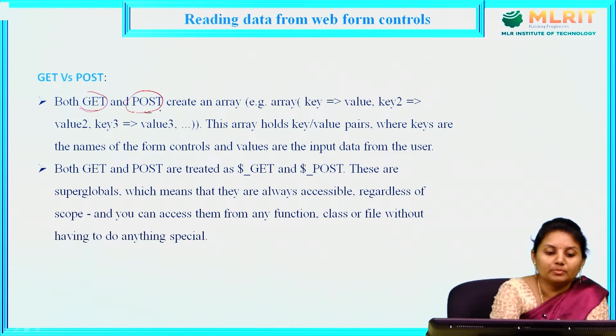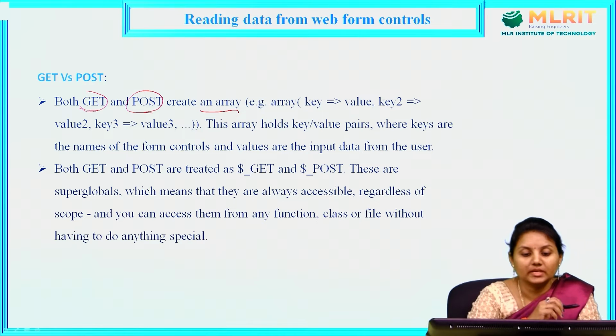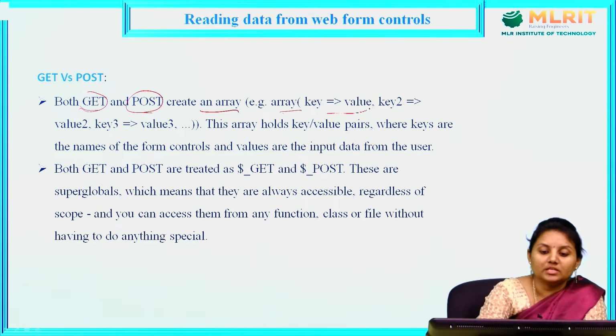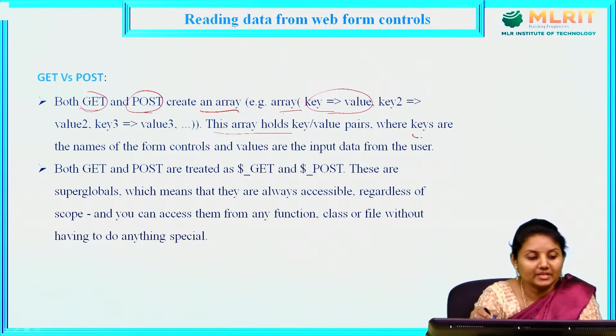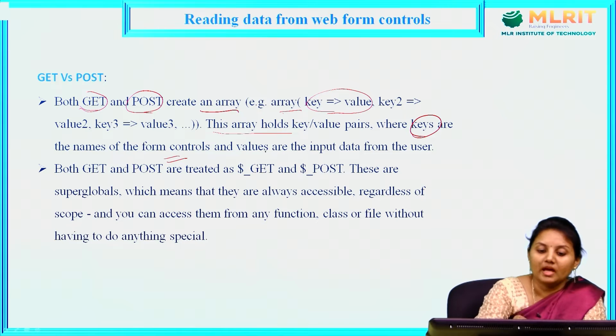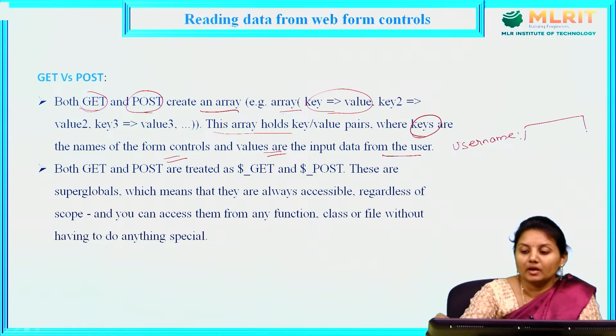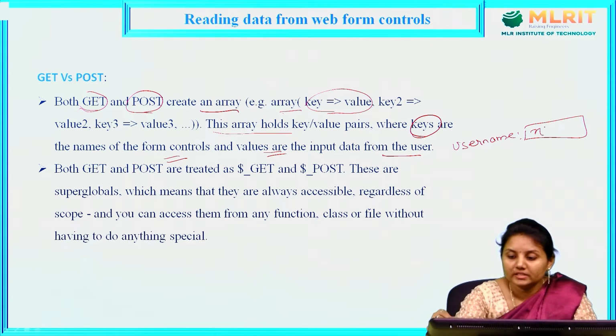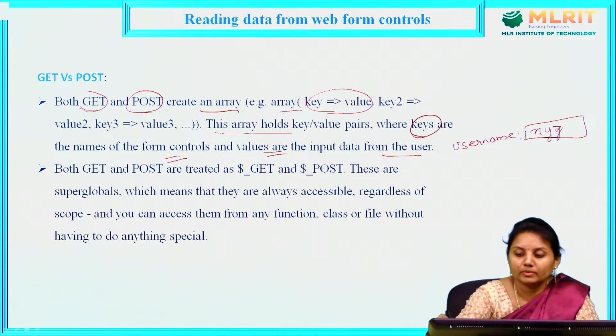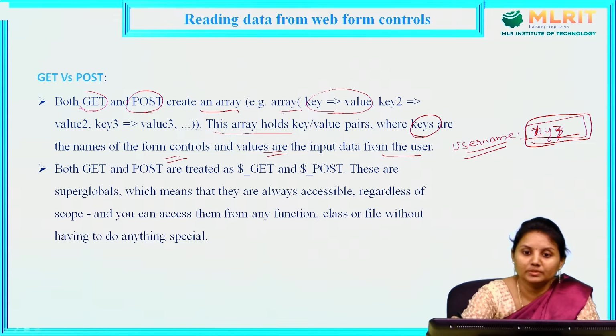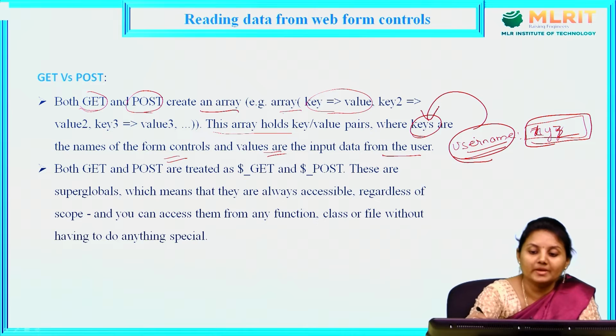Then moving further, we have get versus post. Both get and post create an array. What is an array? An array in terms of key value pairs. This array holds key value pairs where keys are the names of the form controls and values are the input data from the user. So you have a username, and whatever text you are giving here, say XYZ. This is the name of the input box, the username. Whatever name you give for this will act as a key.